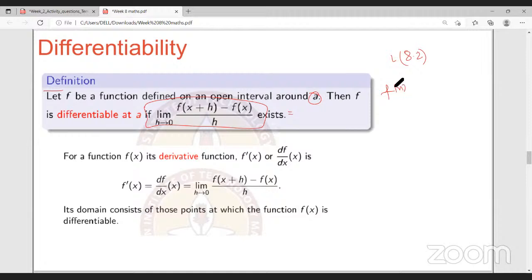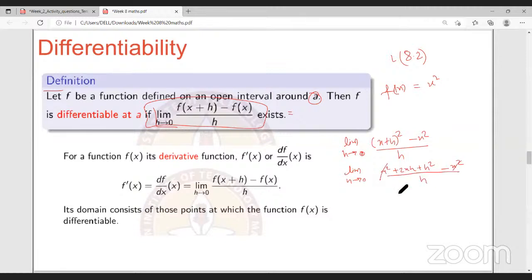Say f of x equals x square. Now just find out this limit, h tends to 0. I have to replace x by x plus h in the f of x. So what will the value be? x plus h whole square, minus f of x, that is minus x square, upon h. Now just expand it. That is x square plus 2xh plus h square minus x square upon h, right?